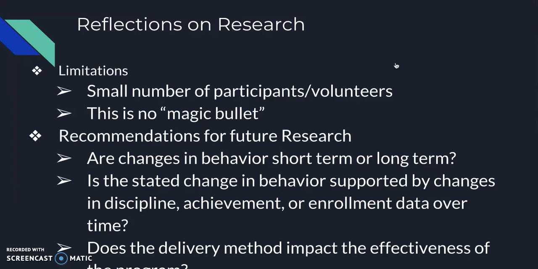I would recommend that researchers address the following in future research. Are the changes in behavior short-term or long-term? Is the stated change in behavior supported by changes in discipline, achievement, or enrollment data over time? So not just what they say they're doing, but does data support that there are positive changes taking place within the school? Finally, does the delivery method impact the effectiveness of the program?